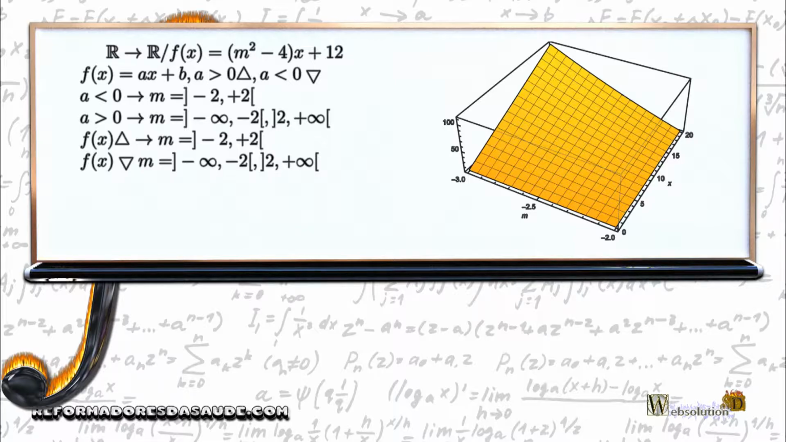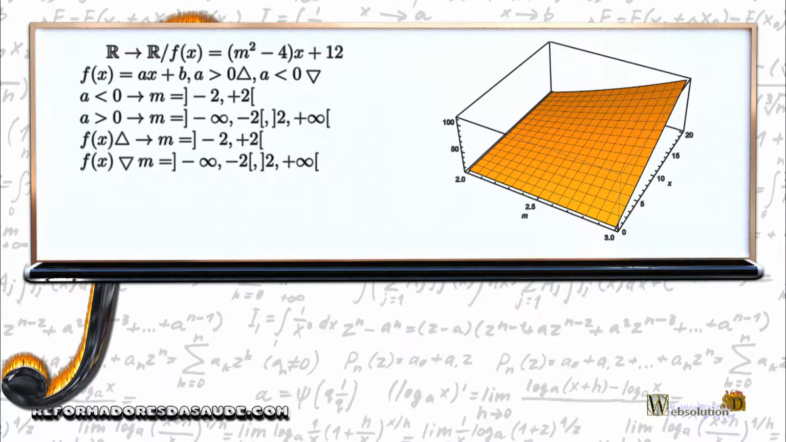Next we see, in the interval of m from 2 to positive infinity, we have the following graph. Note that when m is between 2 and positive infinity, when x increases in value the equation has an increase of positive values, and so the function is increasing.